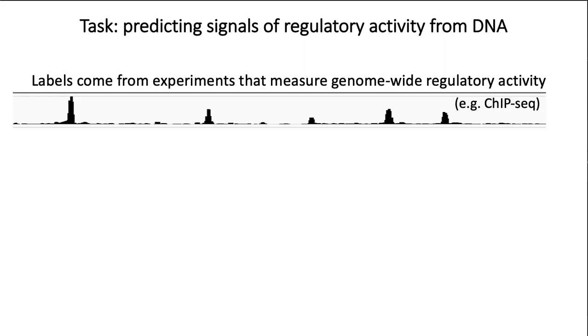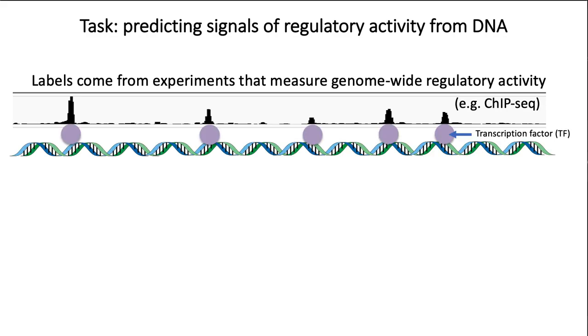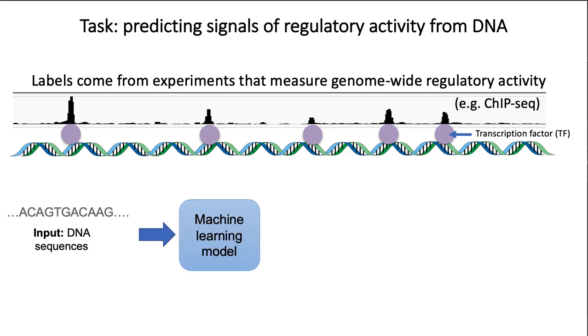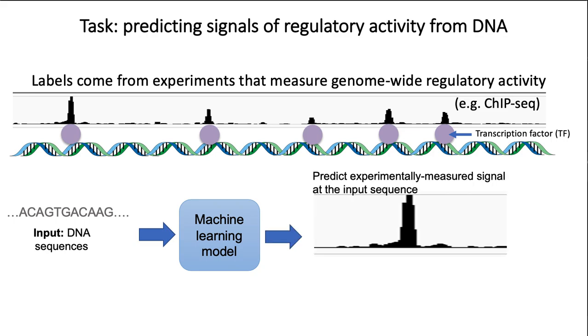In this work, we're concerned with models that predict signals of regulatory activity given DNA sequences as input. Our labels come from experiments that measure genome-wide regulatory activity. For example, a ChIP-seq experiment produces a signal that indicates the binding strength of a particular transcription factor at each region in the genome.